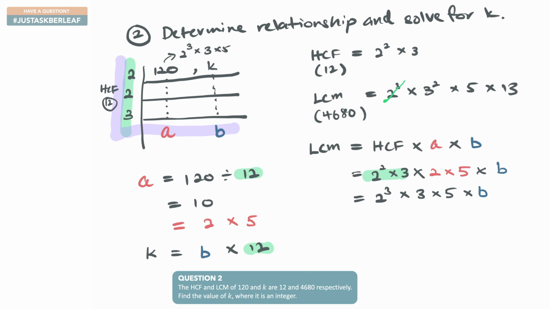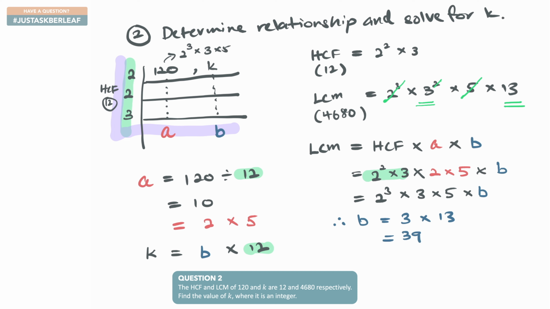So we already have one of the 2 cubed. We have a 3, but okay, so we are missing a 3. And then we have a 5 already. And that's about it, right? So practically what we are missing is a 3 and a 13. This is where B will come in to top up for these missing factors. As such, we can say that the value of B is equivalent to 3 times 13, which is 39.